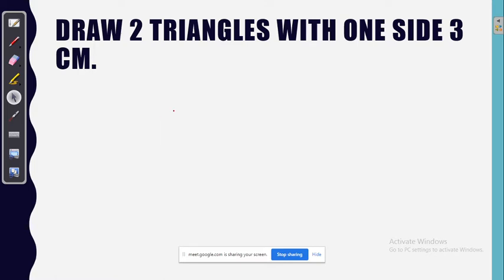It's very easy. Take a scale and a pencil. That will be enough to draw these triangles, right? So 3 centimeter and then draw a triangle. Similarly, I am taking here 3 centimeter. So 2 triangles.